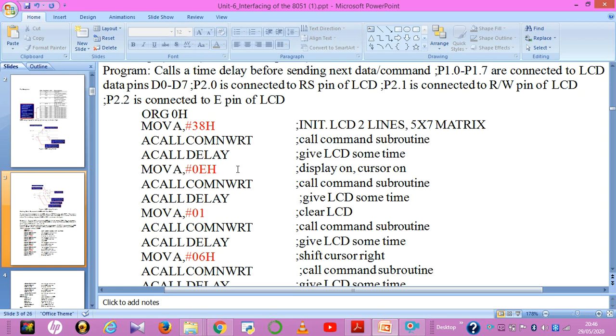Next we'll go for the next instruction, MOV A, #0EH, display is on, cursor is on the LCD. After that you have to again call the command subroutine. Again it is going to execute some commands. Next again you have to give this time for the LCD to perform these operations. Next you have to clear the accumulator, that is MOV A, #01H, which is sent to the LCD to clear the LCD display. Next again you have to call the command subroutine.